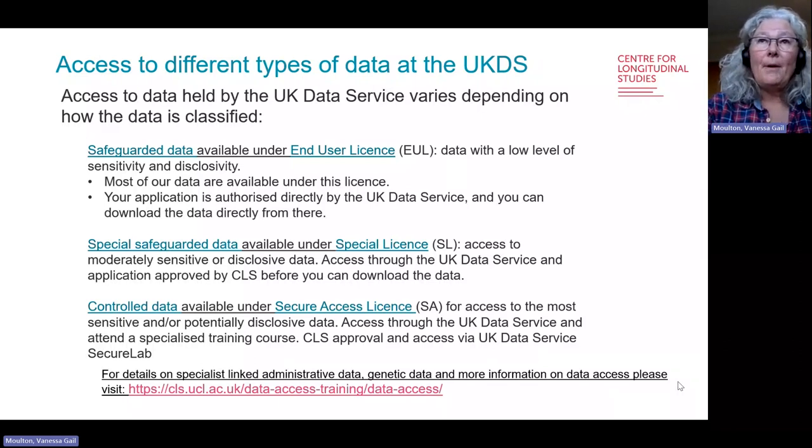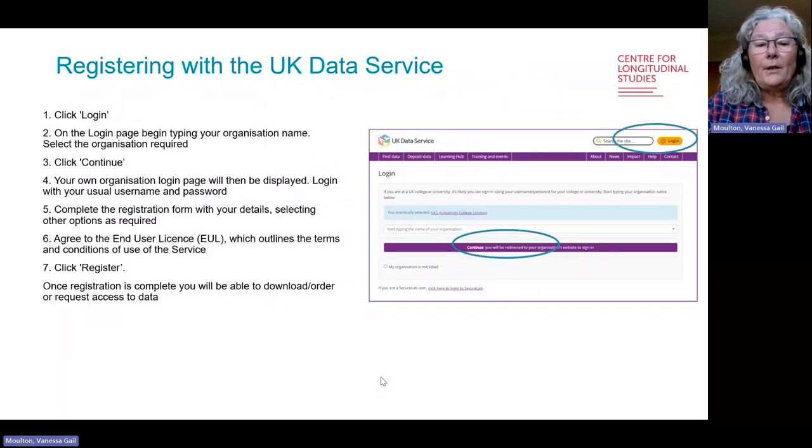But if you want to use this data, remember, you'll need to build in time for approval and training where necessary. So you'll need to register to look at the data if you haven't already for other data. Otherwise, if you have registered, you can just log in. So click on the login on the right hand corner, and then you will type in your organization into the gap there. And as you can see, it already recognized me as being at UCL. If not, your organization will hopefully come up, and then you can log in with your usual username and password for your organization, obviously particularly relevant to academia here.